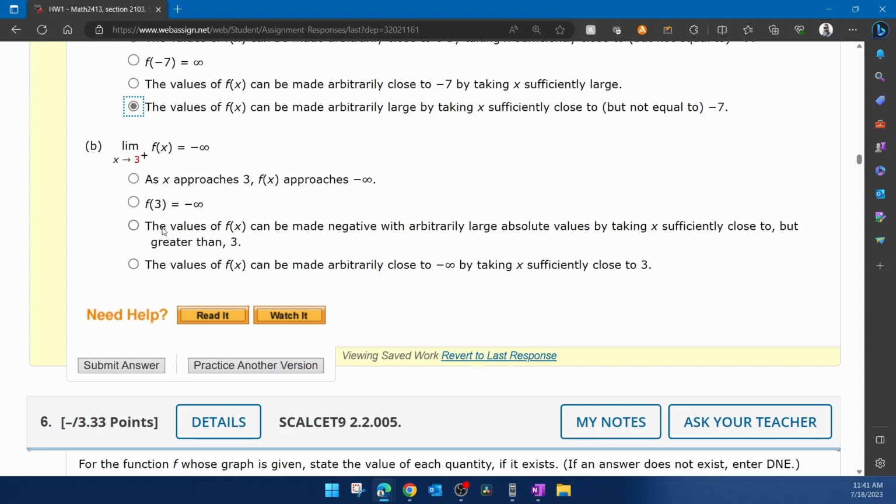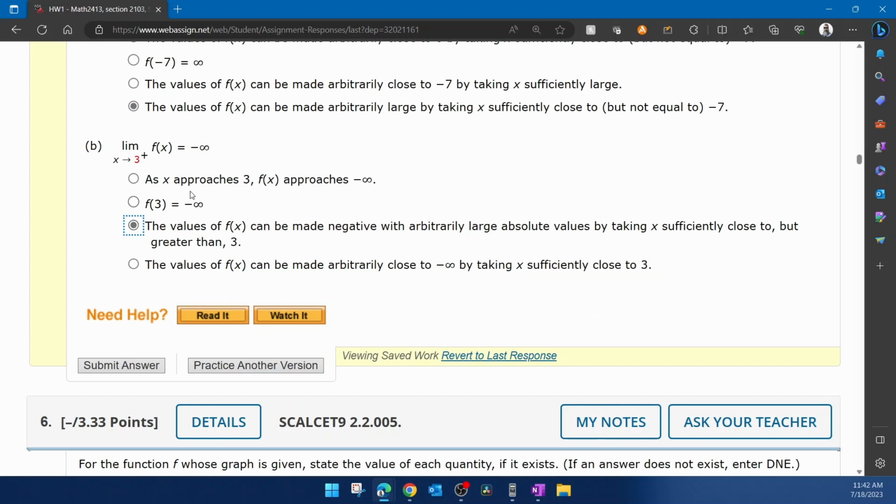Let's read the next one. The values of f of x can be made negative with arbitrarily large absolute values by taking x sufficiently close to but greater than 3. That sounds like it could be right. F of 3 is -infinity. Now this limit says nothing about what the function value is. And as x approaches 3, and it doesn't specify from the right, f of x approaches -infinity. So that one is not technically correct either.